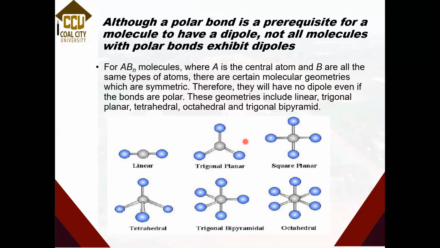And the implication of that is that they will cancel each other out. Once you have any molecule that has any of these shapes, whether linear, trigonal planar, square planar, tetrahedral, trigonal bipyramidal, octahedral, then that kind of molecule will have a 0 net dipole moment. There will not be a net dipole moment, although it will have bond dipole moments, but the net dipole moment will cancel out.